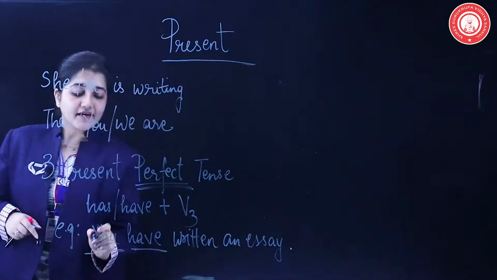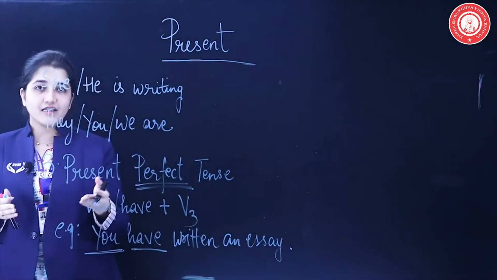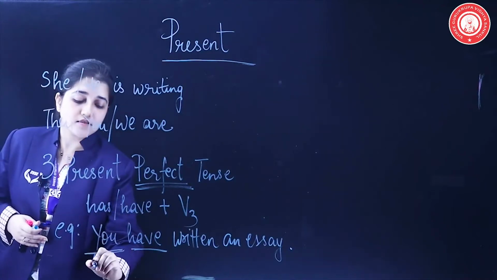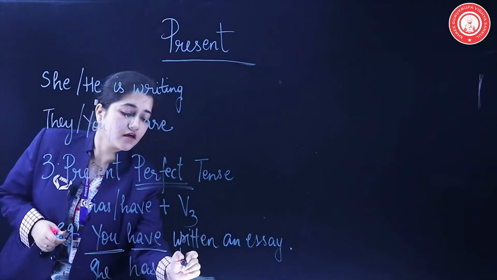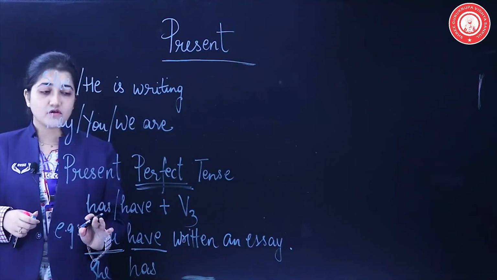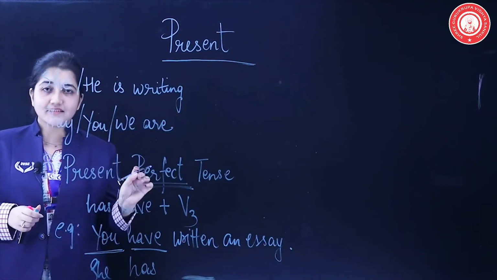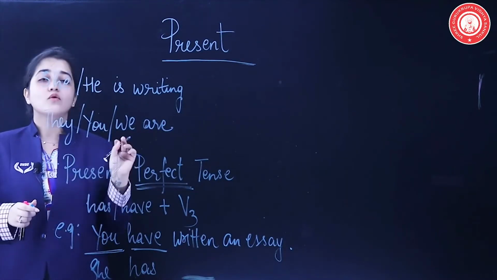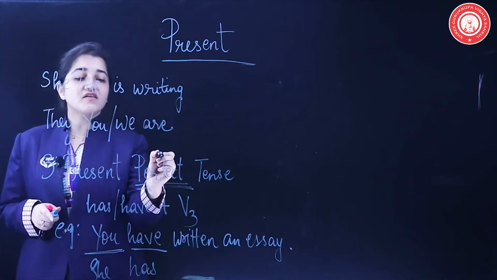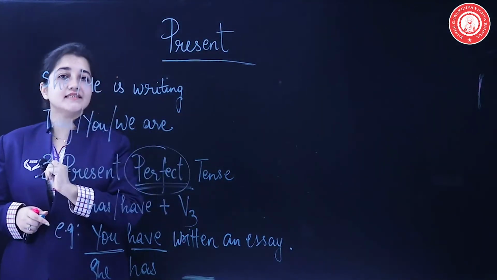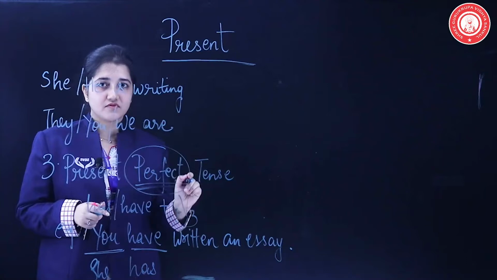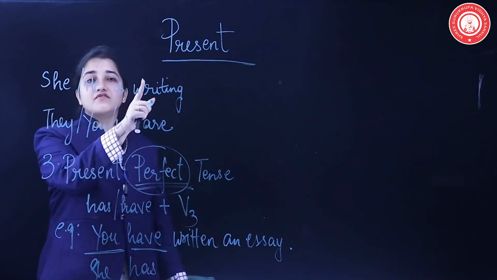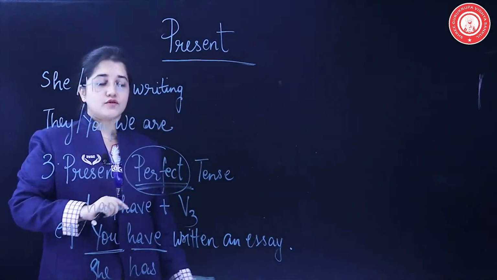Alright. And if the subject is singular, she or he, then of course the helping verb changes. She has again written, the third form of the verb. So in present perfect tense, we have to use has or have with the third form of the verb. Whenever you see this word perfect tense, you automatically have to understand that we have to use the third form, the past participle form of the verb, whether the time frame is present, past or future.